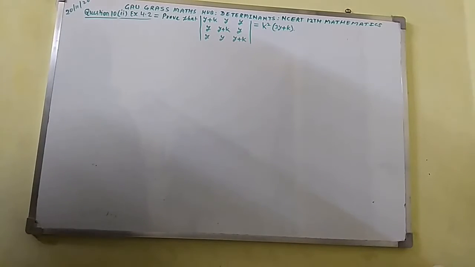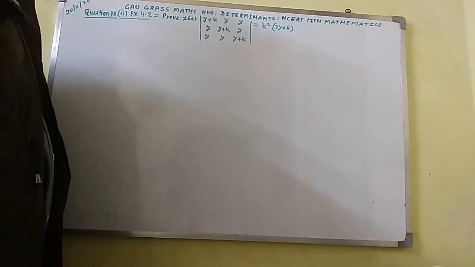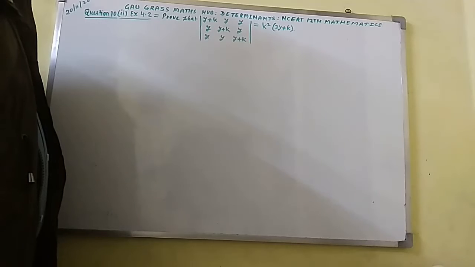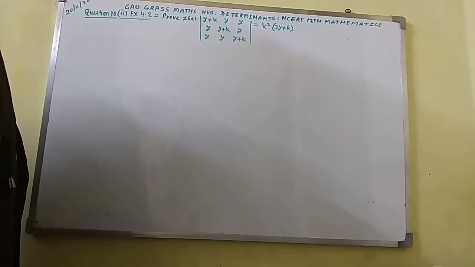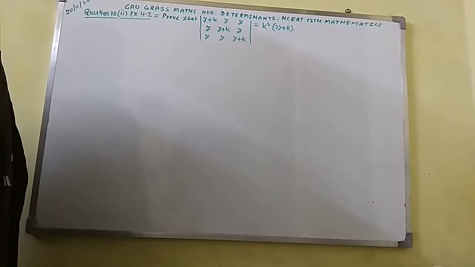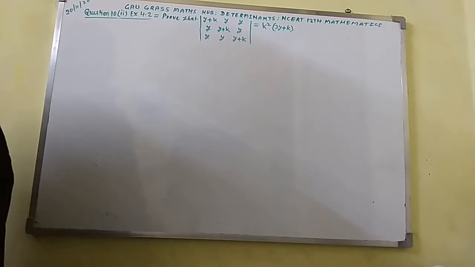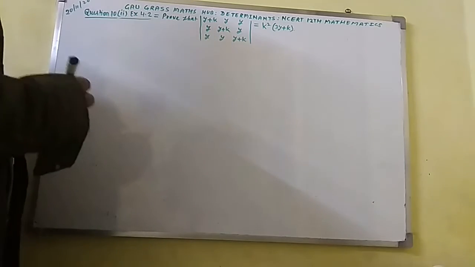Now I shall discuss question number 10, Roman 2, exercise 4.2. Prove that the elements of the first row will be y plus k, y, y. The elements of the second row will be y, y plus k, y. The elements of the third row will be y, y, y plus k. Closing the determinant by a vertical line, I have done here equal to k square dot in bracket 3y plus k bracket close. This is the question about which I am going to discuss here.